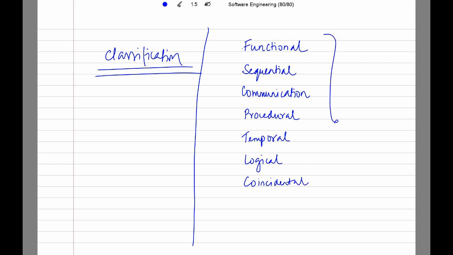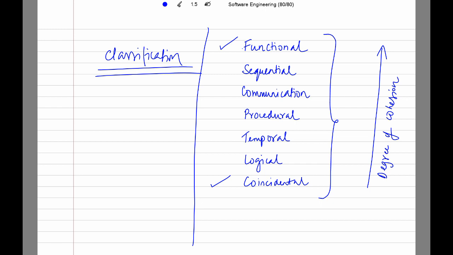Okay, now these are the different types of cohesion that can be present inside your module, right? And the degree of cohesion goes this way. Let me just write it down. This is the degree of cohesion, which runs from coincidental to functional. If you have functional cohesion in your module, the cohesiveness of that module is the highest. If you have coincidental cohesion in your module, that means the cohesion is very weak, or it has very low cohesiveness, which is not good for a design.